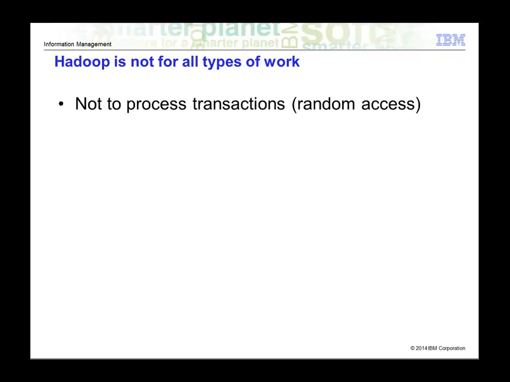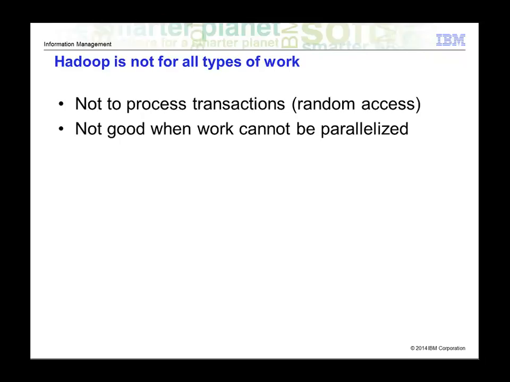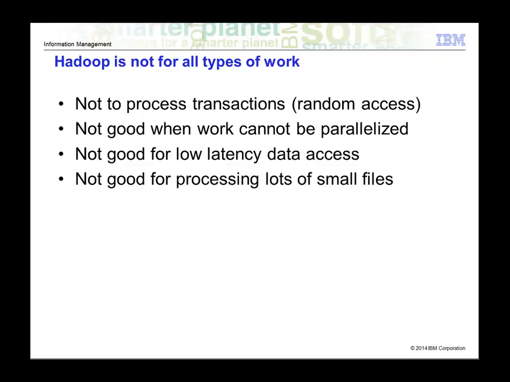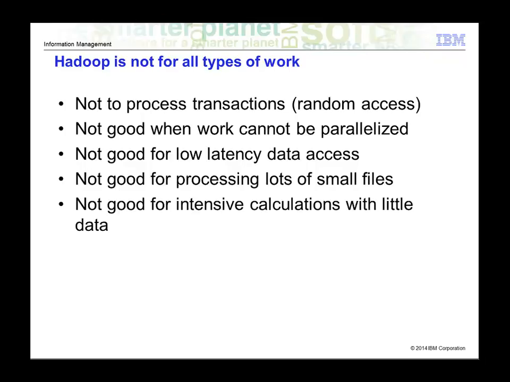Now, Hadoop is not a magic bullet that solves all kinds of problems. Hadoop is not good to process transactions due to its lack of random access. It is not good when the work cannot be parallelized, or when there are dependencies within the data, such as record 1 must be processed before record 2. It is not good for low latency data access. Not good for processing lots of small files, although there is work being done in this area, for example, IBM's adaptive MapReduce. And that it's not good for intensive calculations with little data.